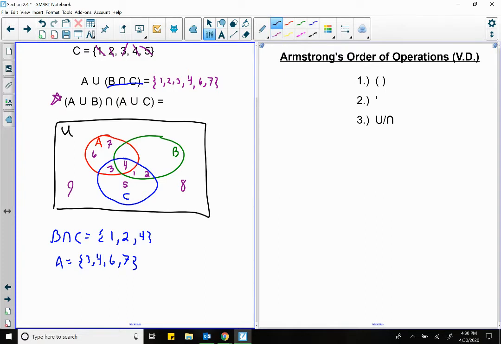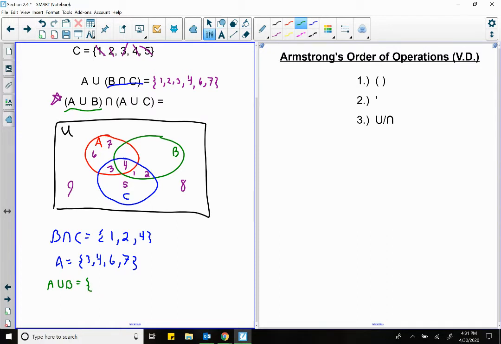All right. So, do we have parentheses? Absolutely. So we're going to work inside these parentheses. I'm going to work left to right this time. So here's my first parenthesis. Inside this parenthesis, do I have any complements? No, there's no complement in here, so we move on. We have union and intersection. We have a union, so we're going to figure out A union B first.